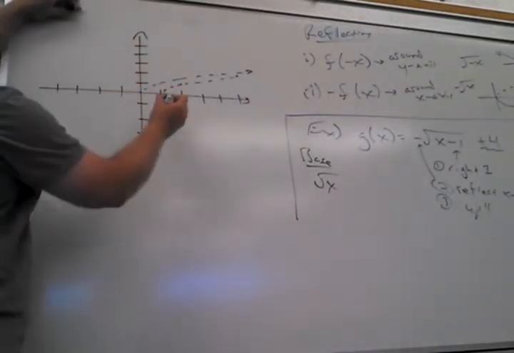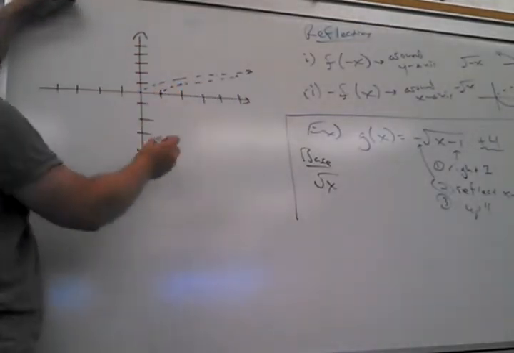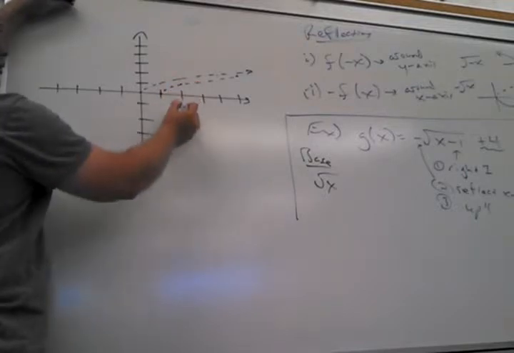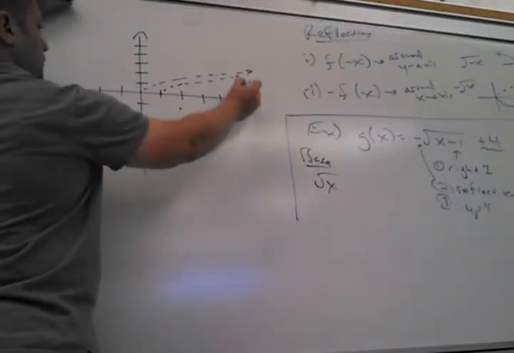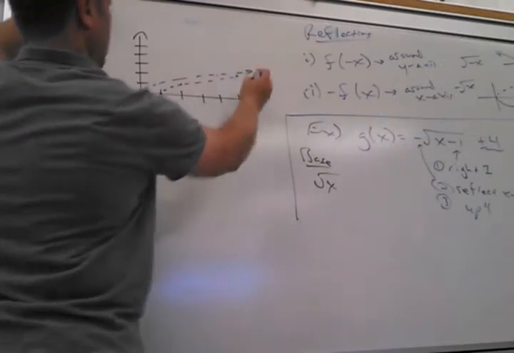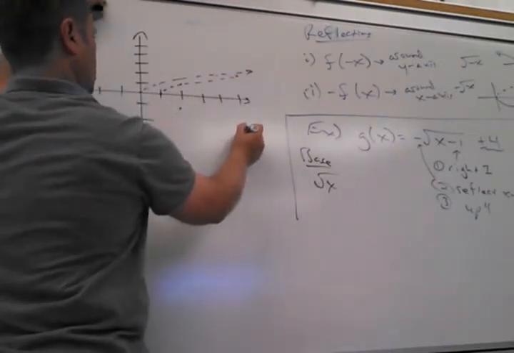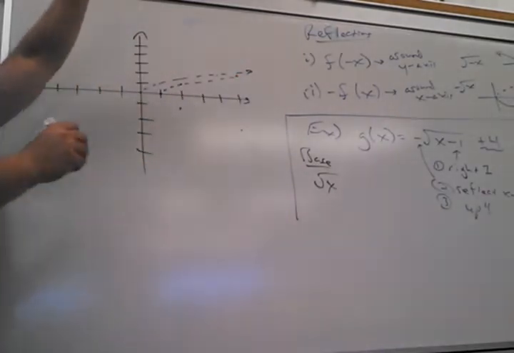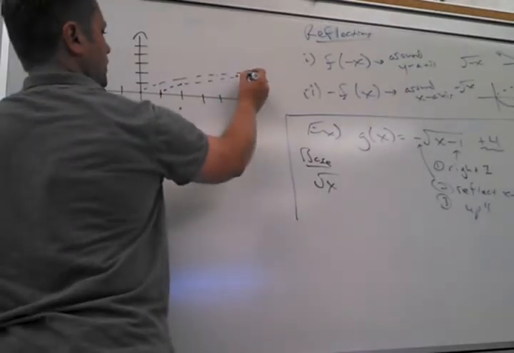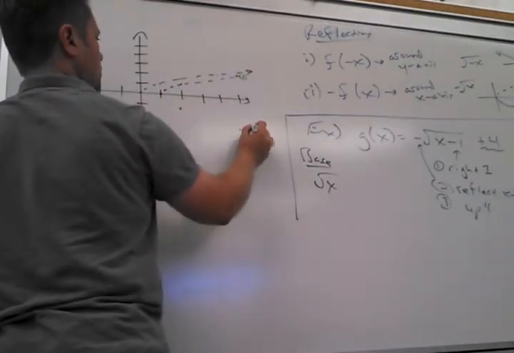And then what? Reflect it around the x-axis, so this is not going to go anywhere, right? This goes down here. Oh, yeah, that's right. This goes here. How are we doing so far? So this was transformation 1. This is transformation 2.